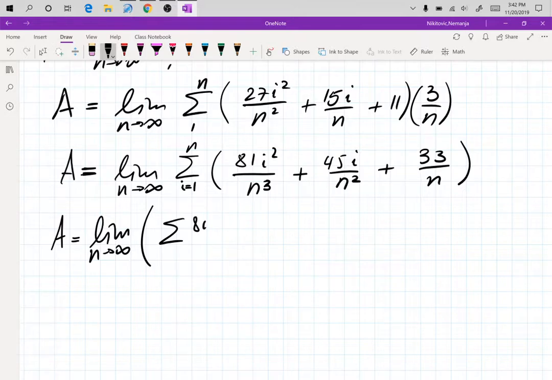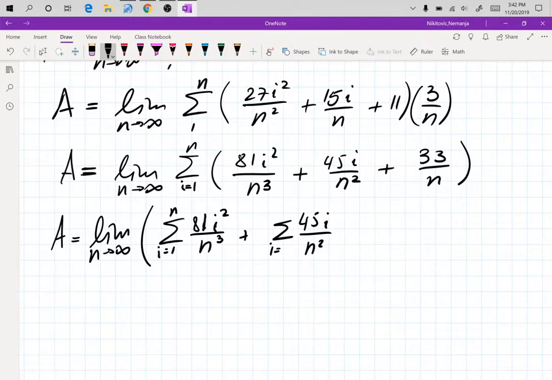and then we can kick out all of the non-variable terms. So this is the sum for i equals 1 to n, plus another summation of 45i over n squared, i goes from 1 to n, plus the summation of 33 over n, i goes from 1 to n.